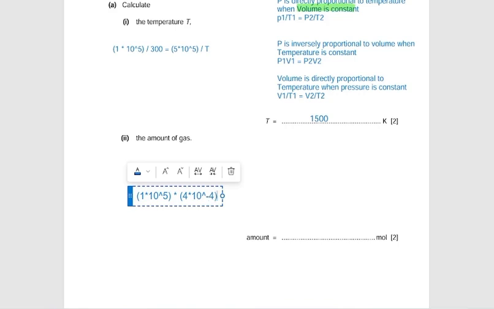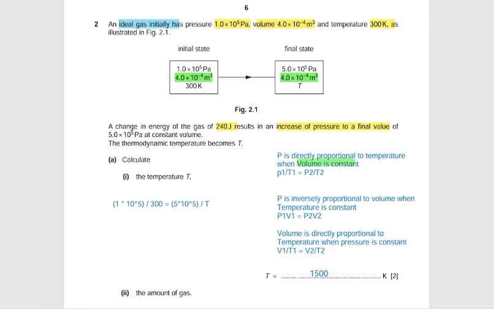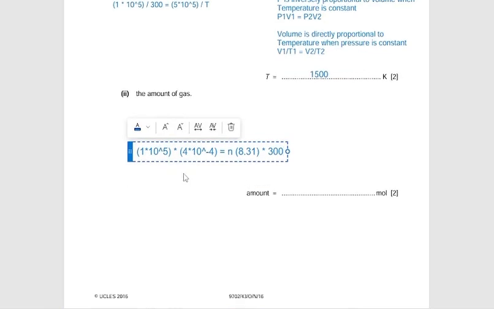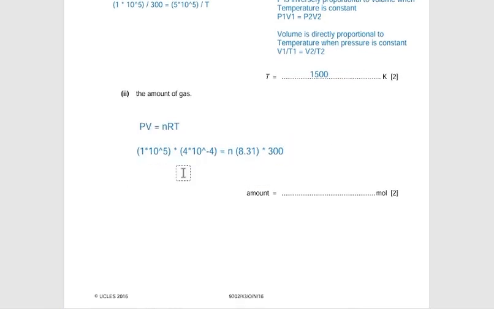That has to be in pascals. N into our constant, which is 8.31, into temperature, which is given to us as 300 Kelvin. And you just put this in calculator. 1 into 10 raised to the power 5 multiplied by 4 into 10 raised to the power minus 4. I divide this by 8.31 multiplied by 300, and you get 0.016 moles as your answer.